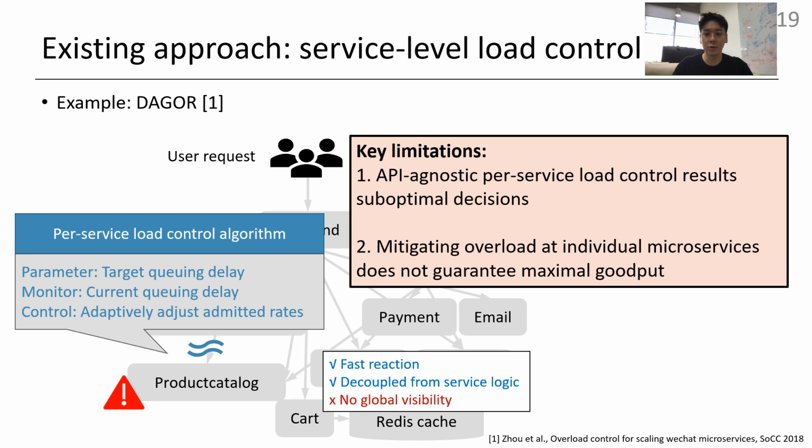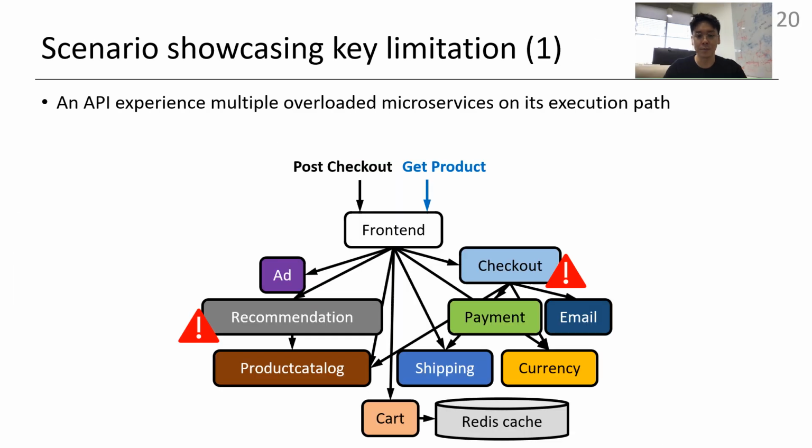First, API-agnostic per-service load control results in suboptimal decisions. Second, mitigating overload at individual microservices does not guarantee end-to-end maximal goodput. Let me elaborate on this one by one. Let's assume a scenario where post-checkout and get-product API requests are arriving, and the recommendation and checkout services are experiencing overloads.